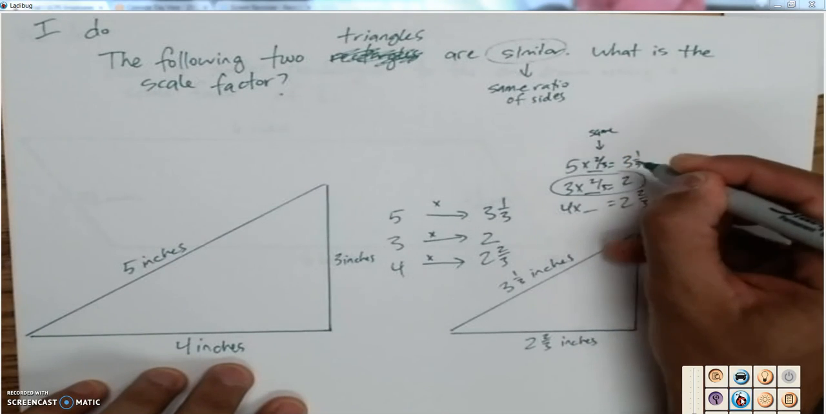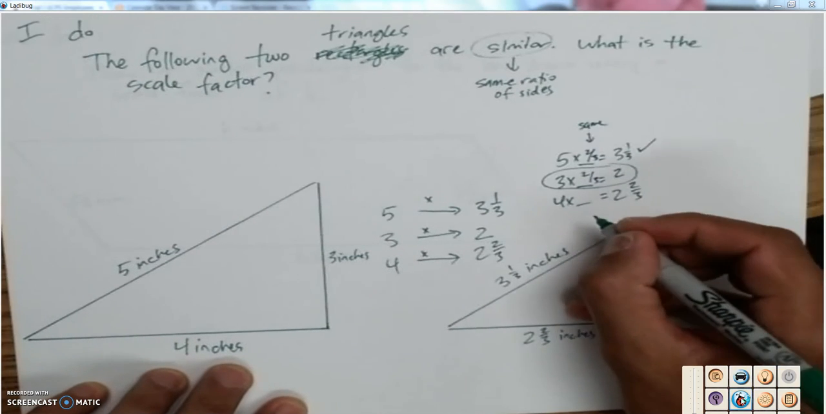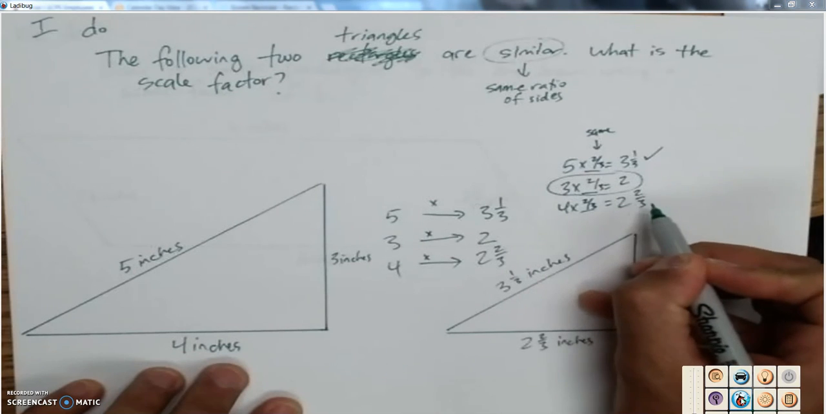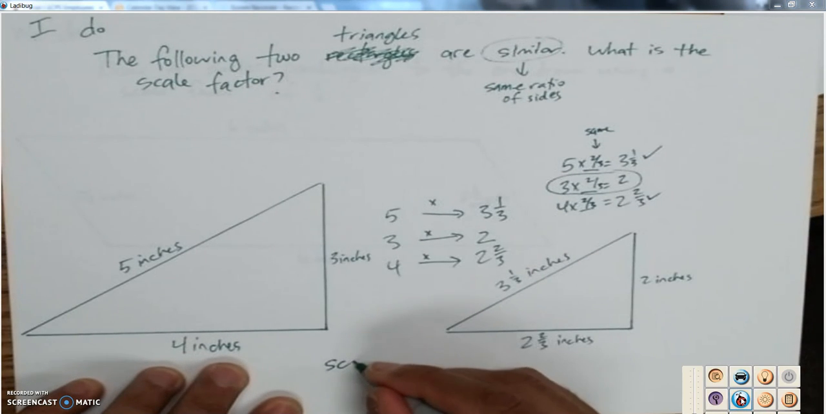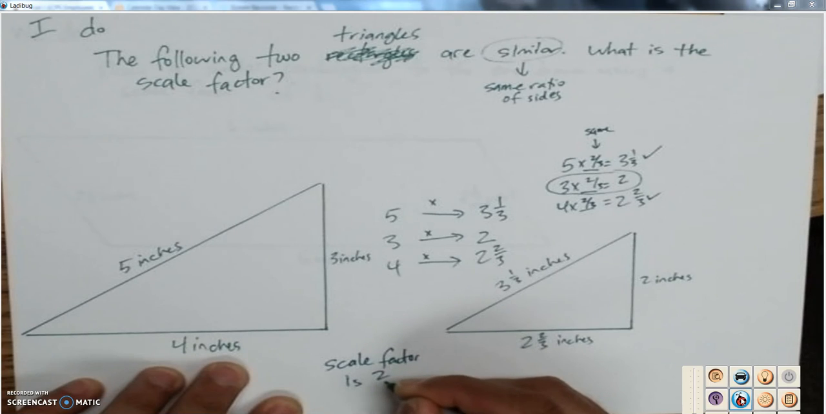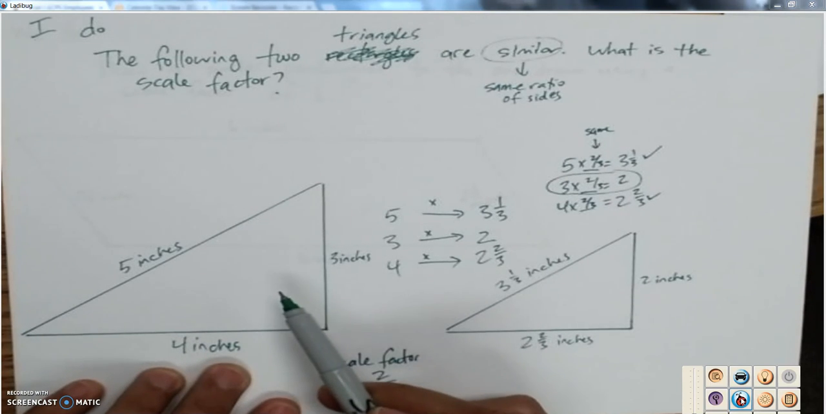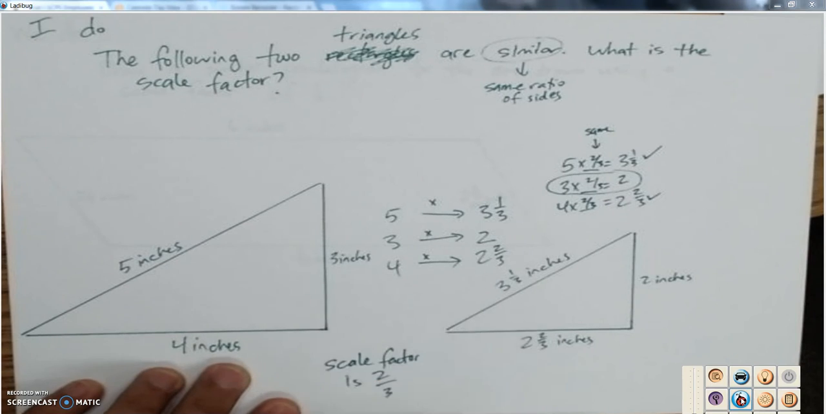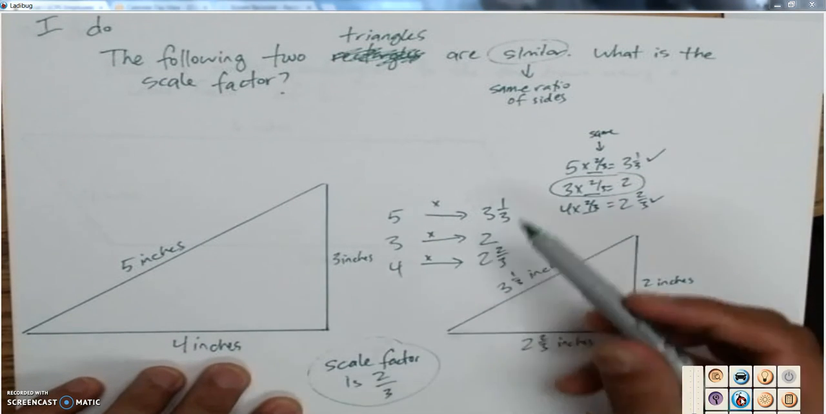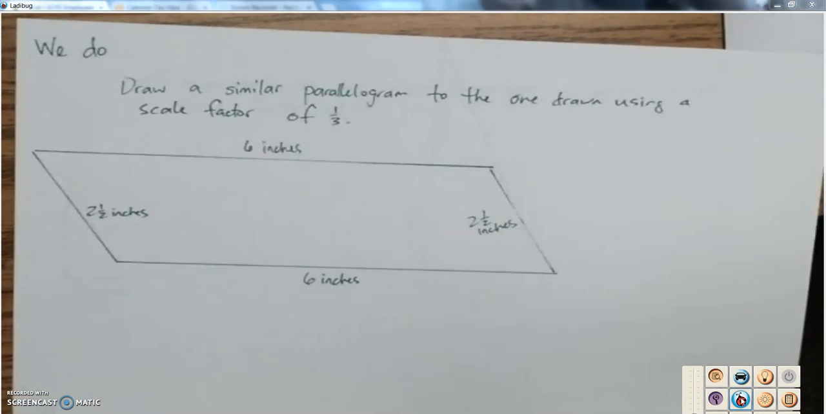5 times 2/3, that is 10/3, which is 3 1/3. And 4 times 2/3, that is 8/3, which is 2 2/3. So here my scale factor is 2/3. This triangle is 2/3 the size of this one. Okay? So that's called a scale factor, and those are similar. It means all their sides are in the same ratio. All right? Open your math notebook up, and let's do a couple of these together.